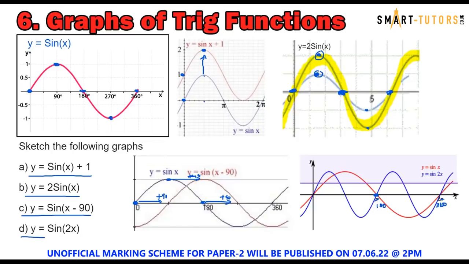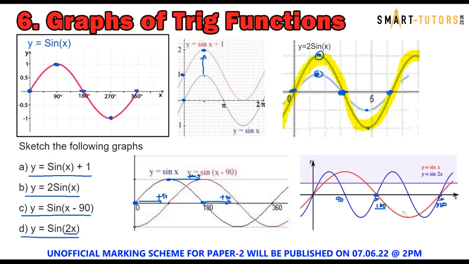The D part, y equals sine 2x. Inside the bracket is 2x, so x coordinate divide by 2. X coordinate divide by 2 means the original graph 180 divided by 2 gets 90, and the original graph 360 divided by 2 gets 180. So the entire graph is shrunk in the x direction by 2.